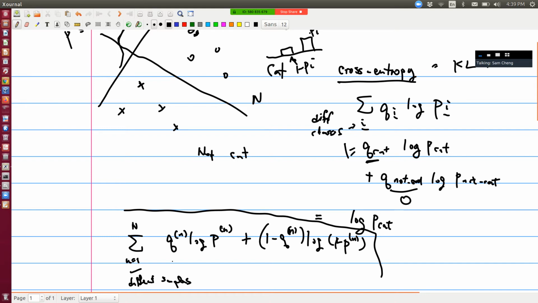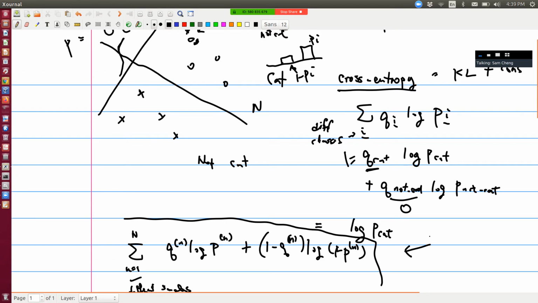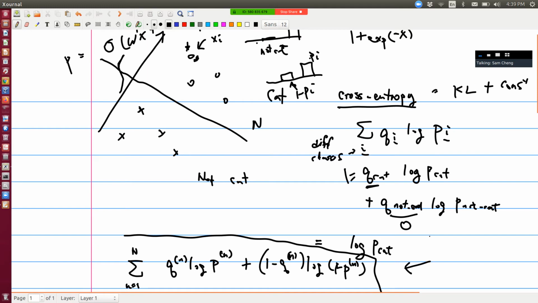So any question for this one? This is the cross entropy here. One thing I want to emphasize is that, yes? Is there any particular difference between Q and P, or are these just probabilities? That's different. That's okay.